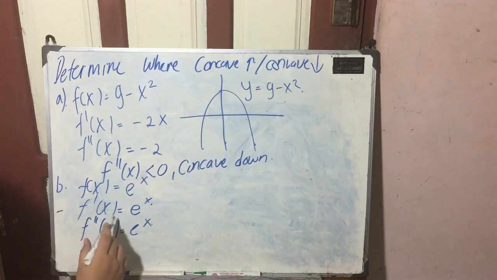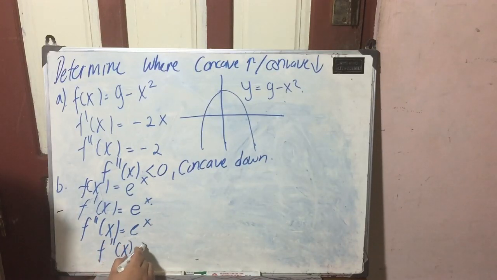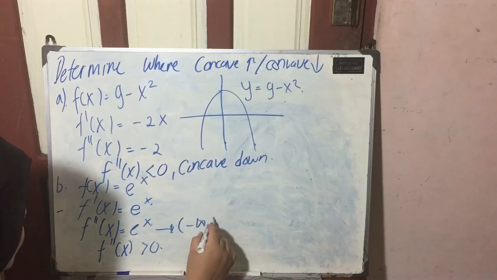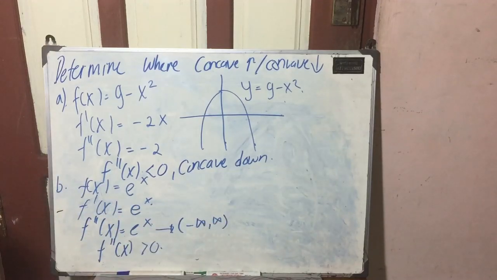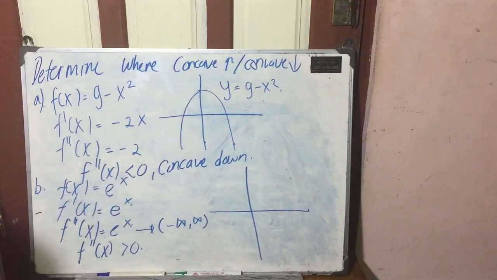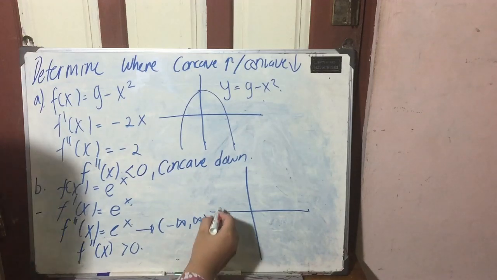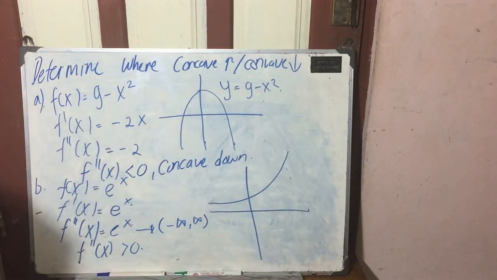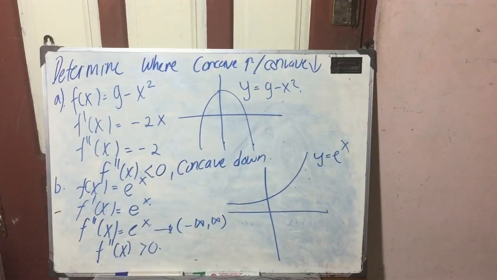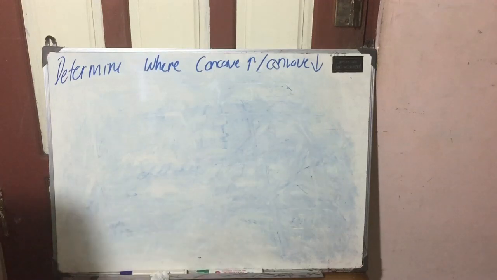When we take the derivative of this one, the value is more than 0. Because from here, we already know the domain is from minus infinity to infinity. And then, when we make the graph of this one, they are up. Okay? So this one is the graph of e to the power x. Okay, everyone? How about another example?